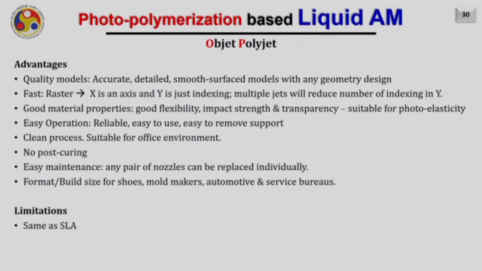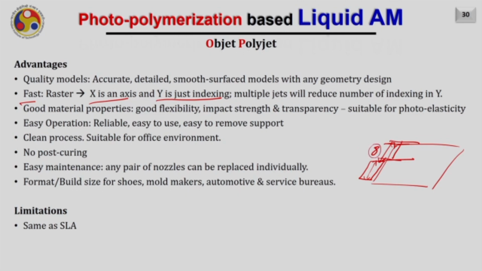So some advantages of the process are listed here. You can really produce quality models, accurate, detailed, smooth surface models with any geometry design. Also, it is quite fast because it uses the raster technology. X is an axis, and of course Y is just an indexing, because in the direction of Y you have to just index it. If there are 8 heads available, the material will not be deposited in a line, it will be deposited in a rectangle, and then next time you have to just position the head at a distance which is already occupied by the 8 nozzles.